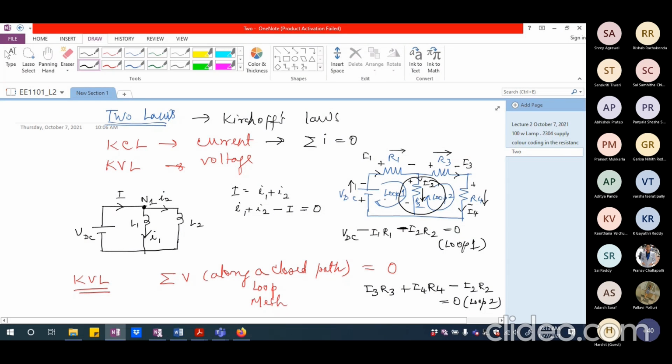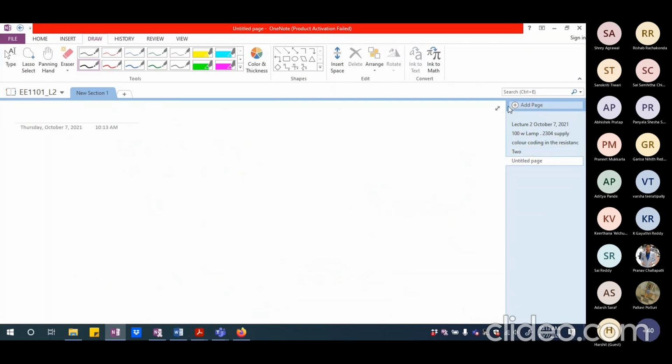Okay, so this is KVL, and the KCL tells me that the sum of the currents at a node or a junction point is 0. So these two are extensively used for solving a lot of circuit problems. So let us take a look at, for example, resistance reduction, and let us look at KVL and KCL both.